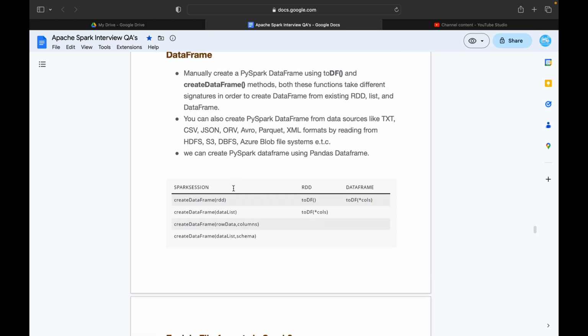So here you can see in this image the Spark session createDataFrame with RDD, data list, row data, columns, data list and schema. And if it is an RDD, you can use toDF and DF columns. And if it is a data frame also, you can use toDF and whatever columns you wanted there. So these are some of the many ways to create a Spark data frame.